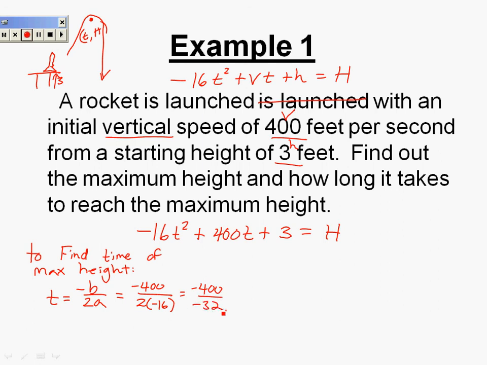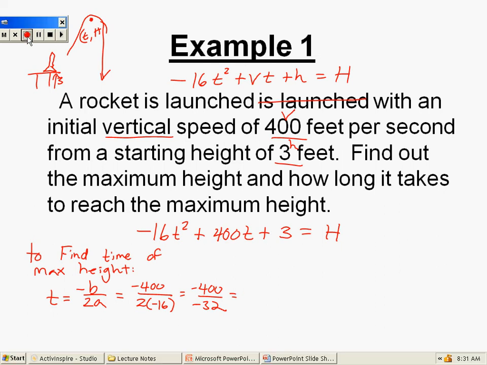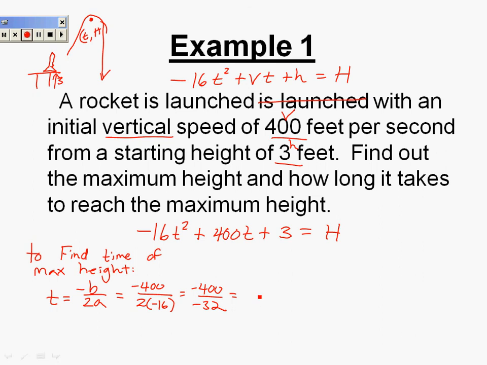And on your calculators, if you could do that and then round it to the nearest tenth place. So 12.5. Now let's stop here for a second. I'm going to label this as seconds because it's our time. That's our first part of our answer, how long it takes to reach maximum height. That means if I were to launch a rocket with that speed, in about 12.5 seconds, it would reach the maximum height. At that point, it's going to start falling down. But up until then, it's climbing higher and higher.